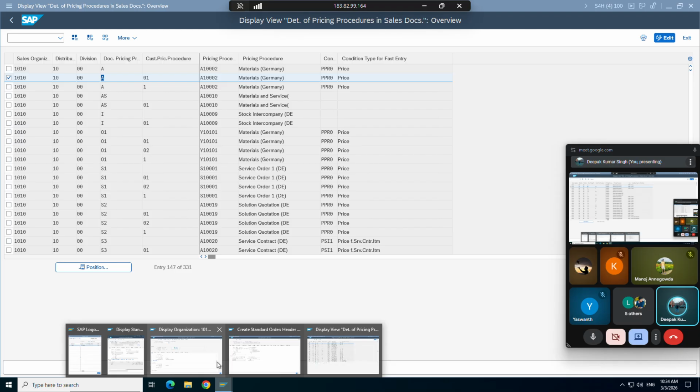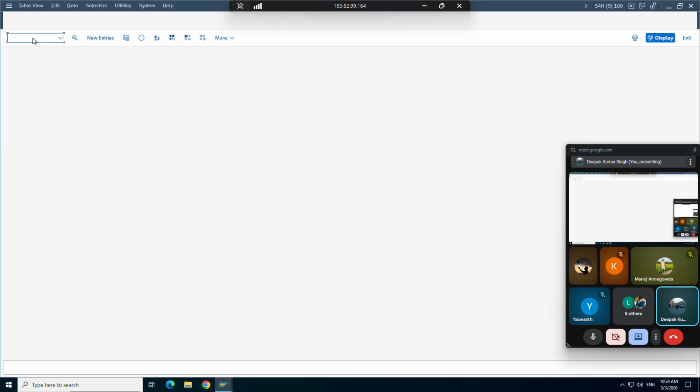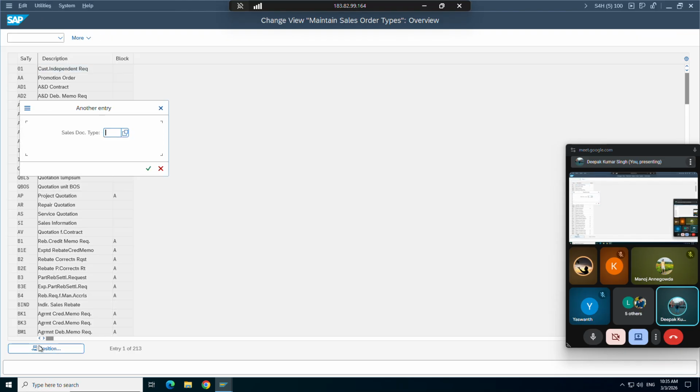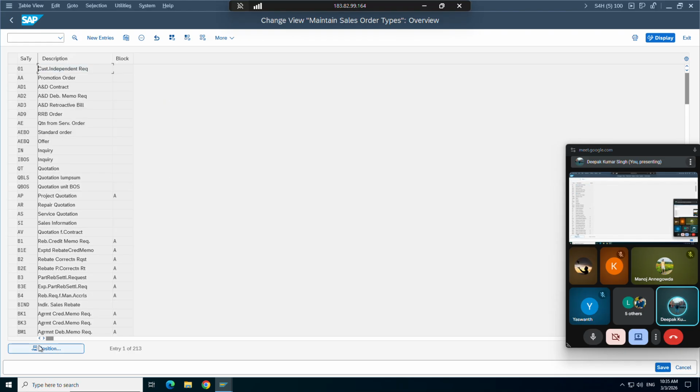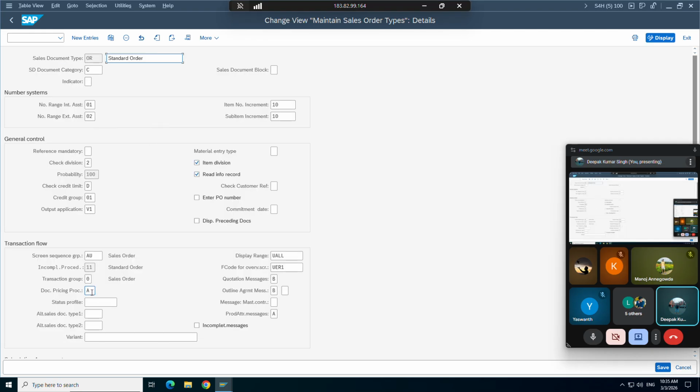Yesterday itself I changed it, but maybe you people have not noticed it. So let me go back again. We are using the document type OR. If I go to the OR document type, the order types we configure in VOV8. I go to position, I go to OR, double click here. You see, here we have maintained this document pricing procedure A.